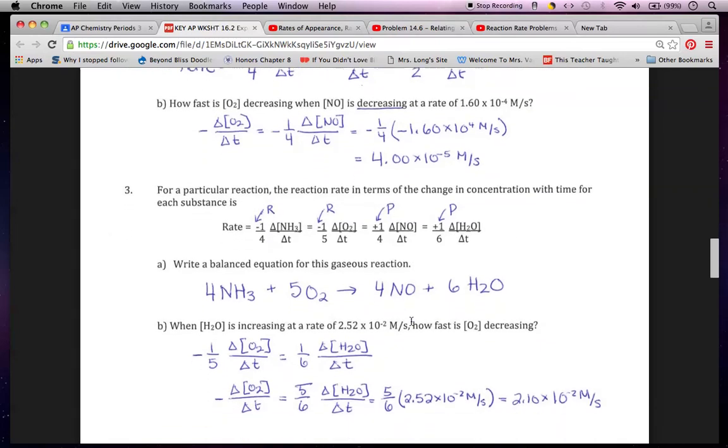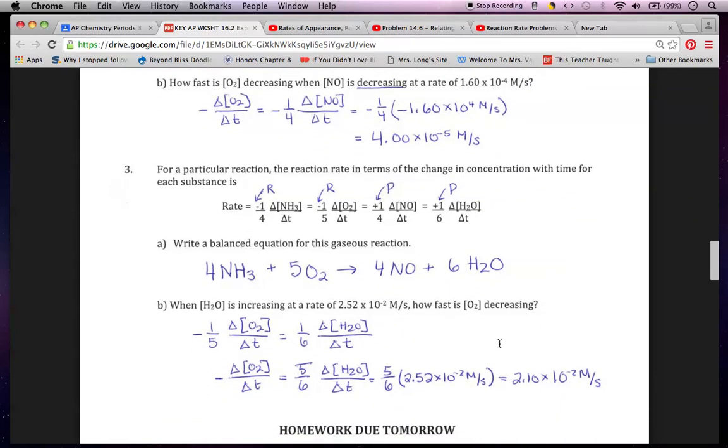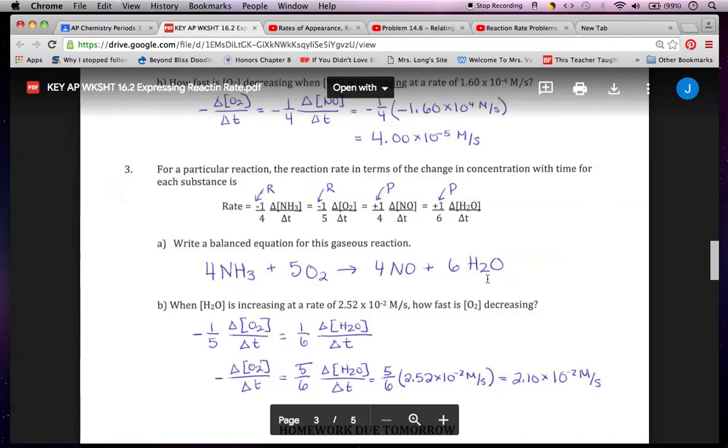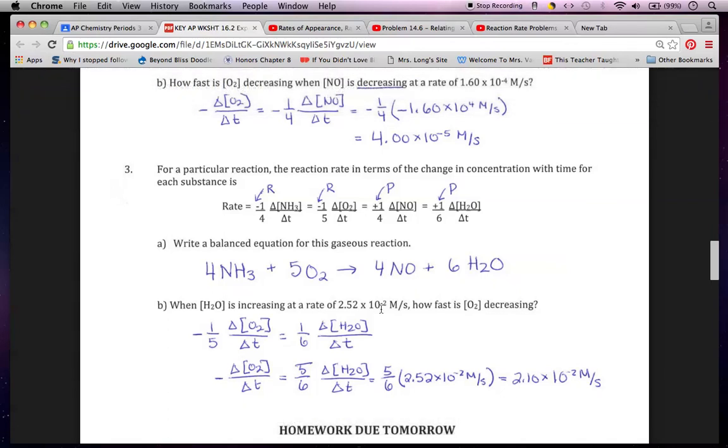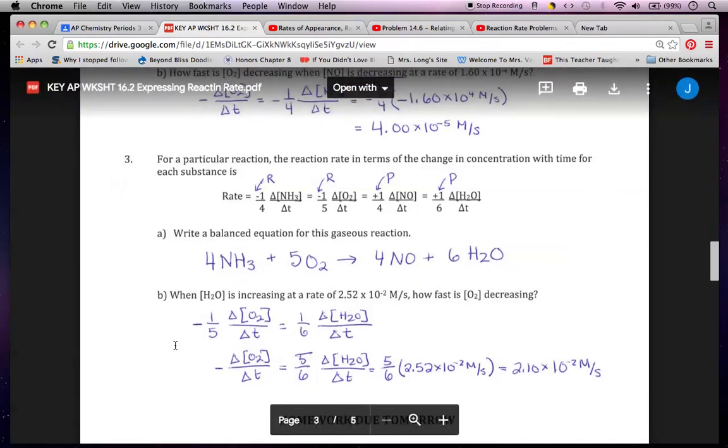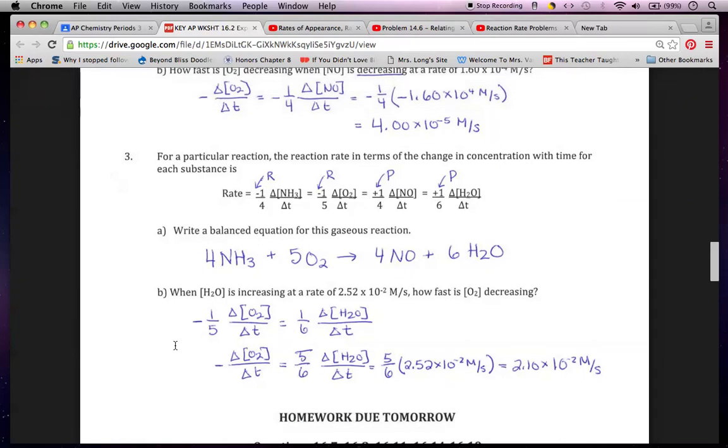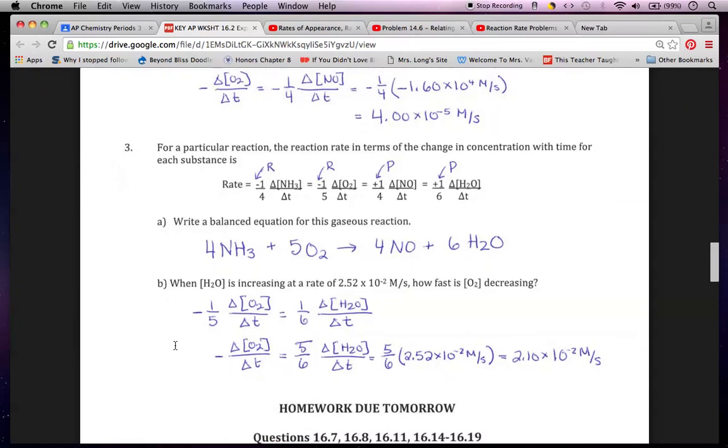So for this one, and you'll see some textbook questions like this, it gives you the expression in terms of the changing concentration with time for each substance, which then allows you to write a balanced equation for it because of how we set that up. And then for the calculation, when the concentration of H2O is increasing at a rate of 2.52 times 10 to the -2 molar per second, how fast is O2 decreasing?